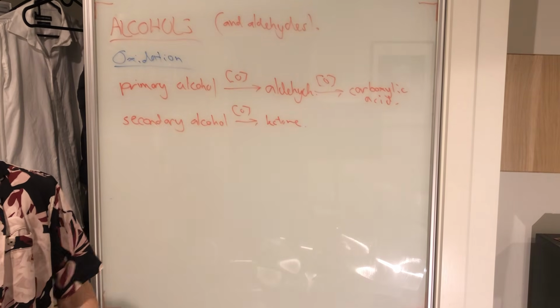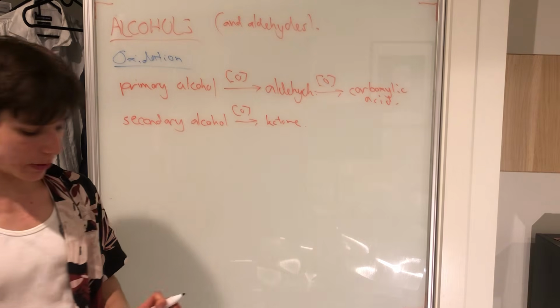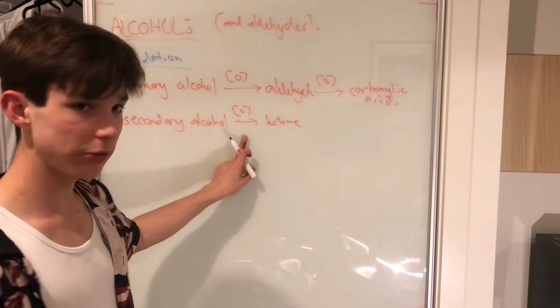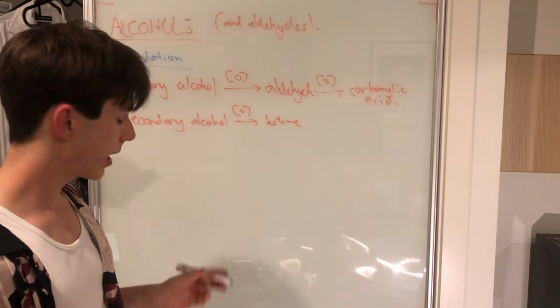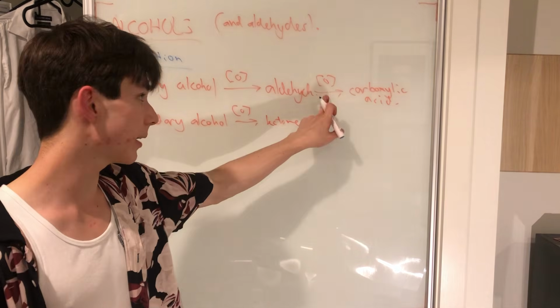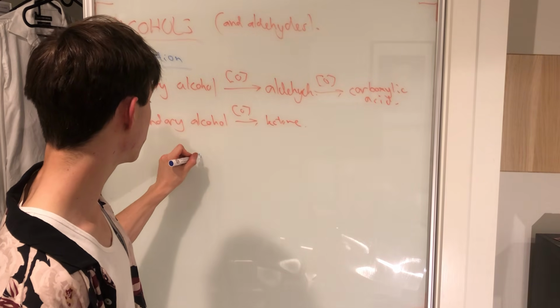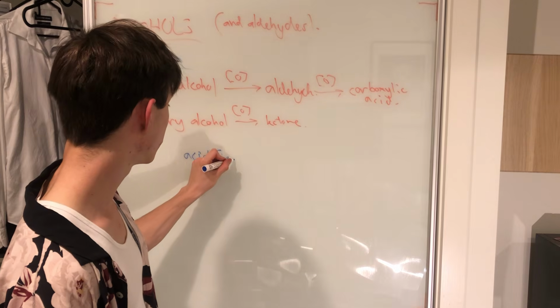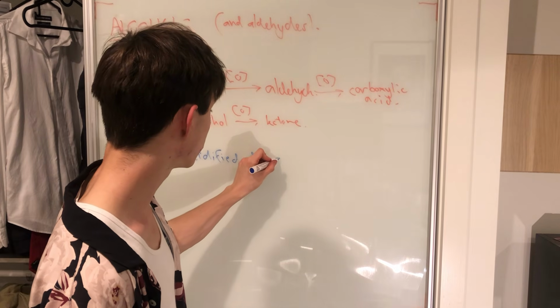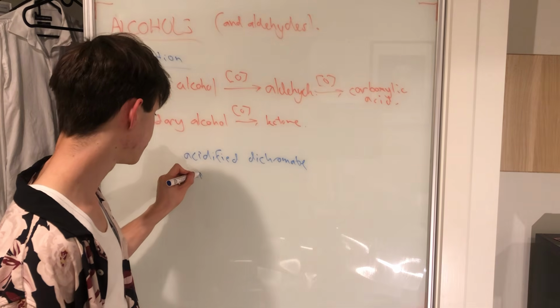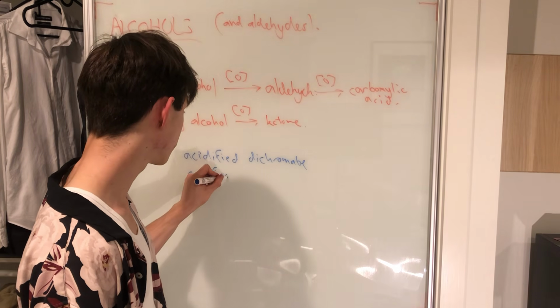Now, the key condition for both of these reactions is we need an oxidizing agent. These are only half reactions. And the agents that we use for this reaction are what we call acidified dichromate and acidified permanganate.